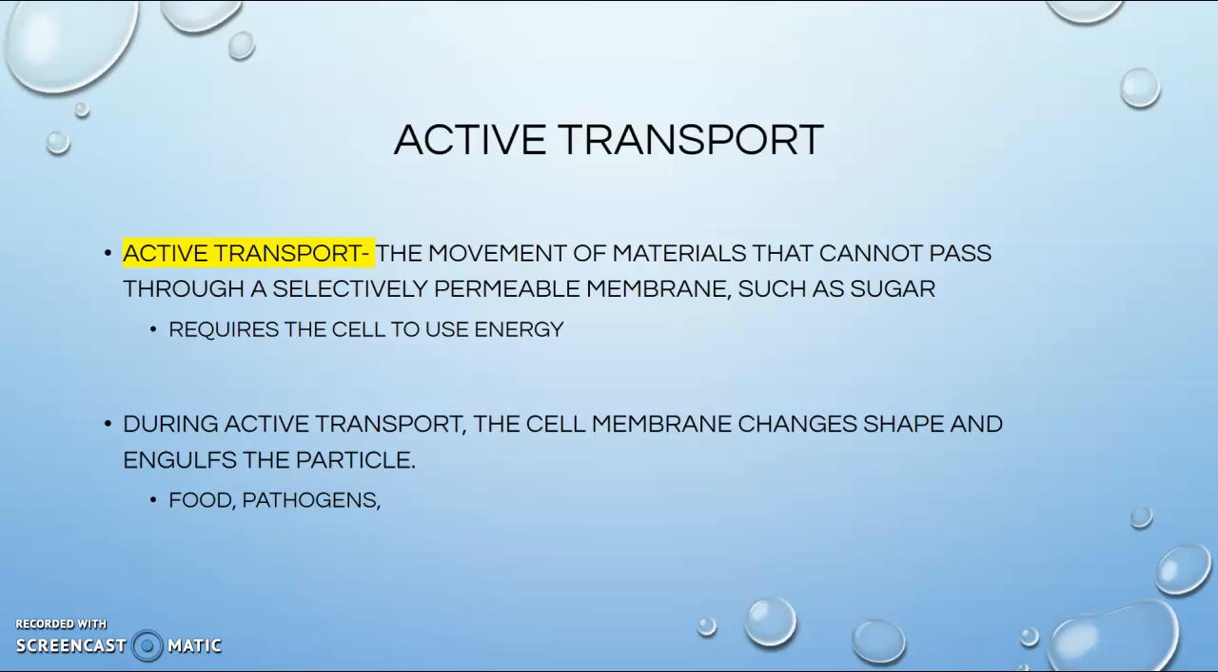Active transport, as I said before, requires energy, and that's the movement of materials that cannot pass through the membrane, such as sugar, usually because they're way too big, and it requires the cell to use energy. During active transport, the cell membrane actually has to change shape and engulf the particle. So if we're talking about food, such as sugar, or a pathogen, which of course you don't want to get in the cell, but that's one of them, or protein molecules, they need to change the shape, and that requires the cell to use energy.